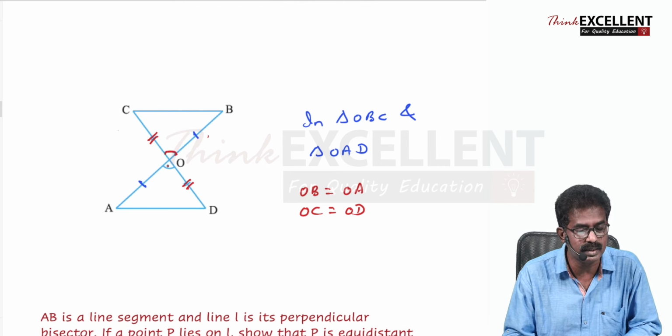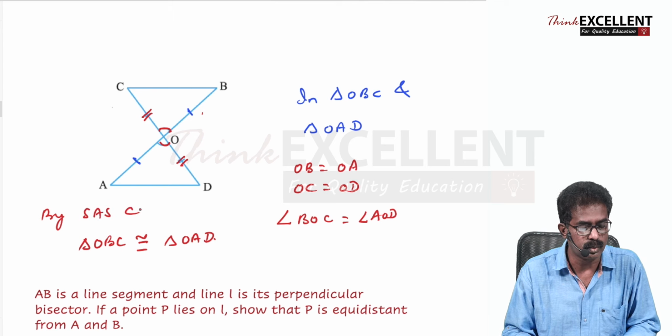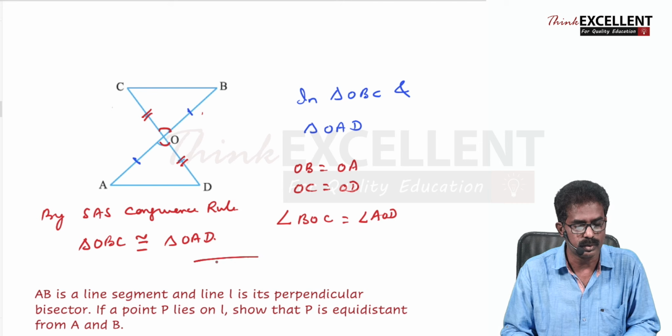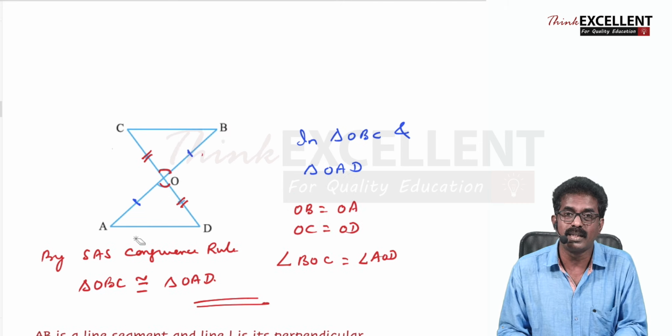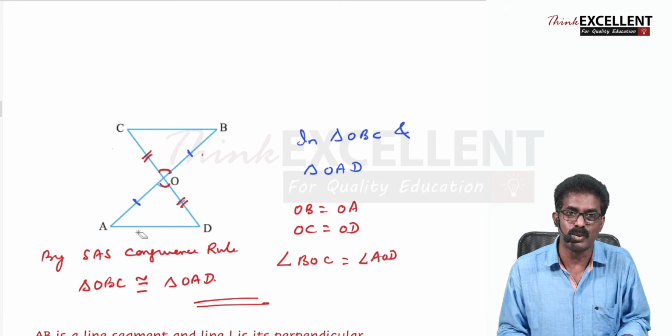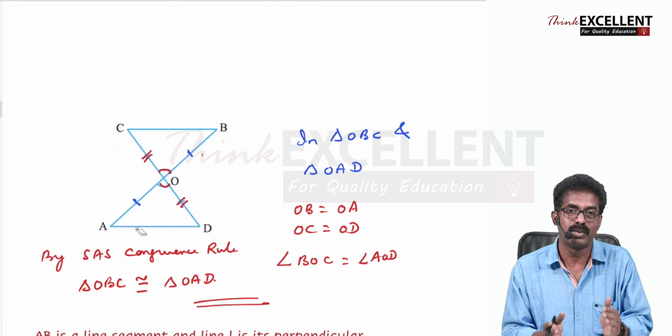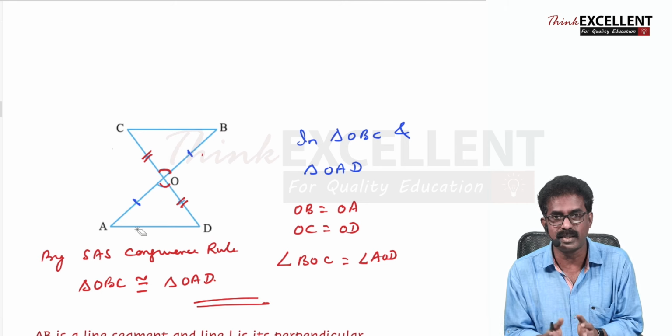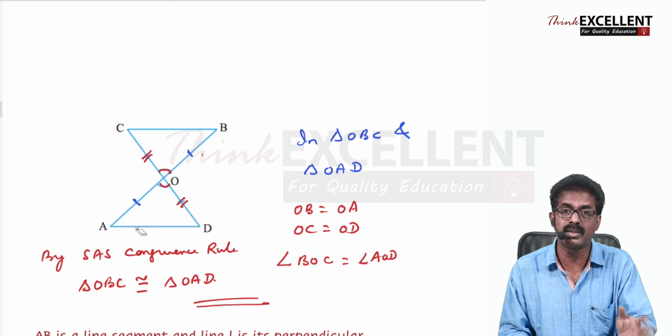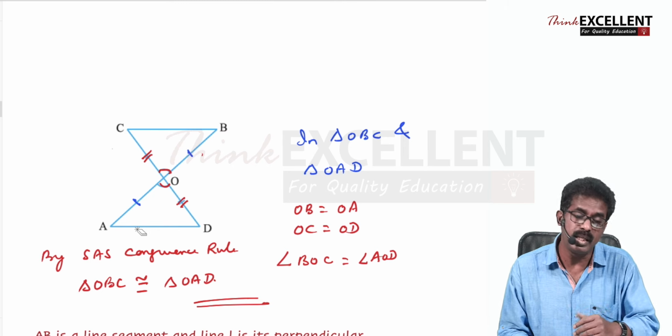So by SAS congruence rule. So hope you understood. So once you prove that two triangles are congruent, you can say the other three also. Totally 6 results you have to get, right? So corresponding angles are equal, corresponding sides are equal. But here with these 3, you can say that two triangles are congruent. Then you can say the other things.